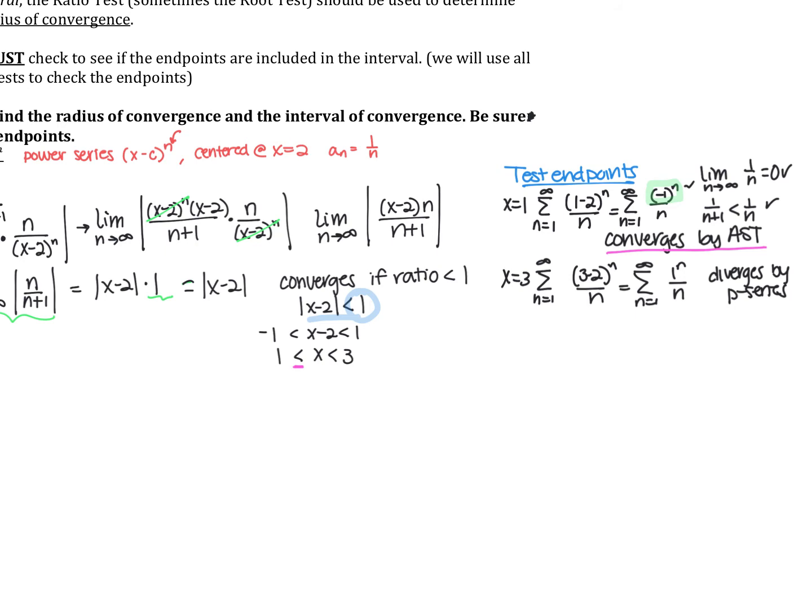So here's what I've got. I have that my radius is 1. We just say r equals 1. And I know that my interval goes from 1 to 3. 1 is included, 3 is not. So this is what we call my radius and interval of convergence.